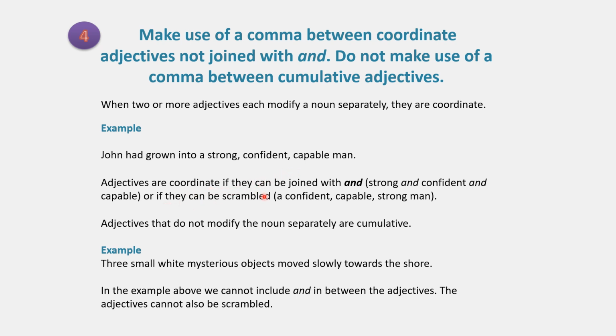Also, if we can scramble them and change their position within the sentence and still be able to understand the sentence properly, then they are also coordinates. So we can say John had grown into a capable, confident, and strong man.